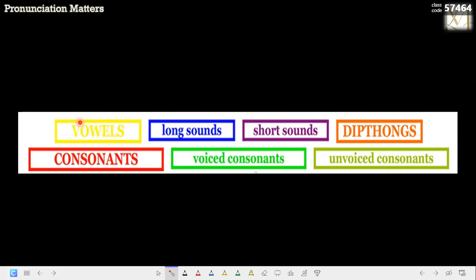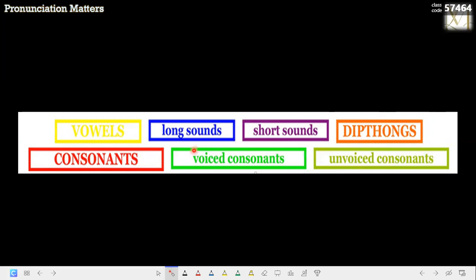So we have the yellow square representing vowels, and the blue square represents long vowels, long sounds in the vowels chart, and we have the purple square showing these are the short vowels, and we have the orange square to represent the diphthong, and we have red squares to show the consonants, and these consonants are voiced in green squares and unvoiced.